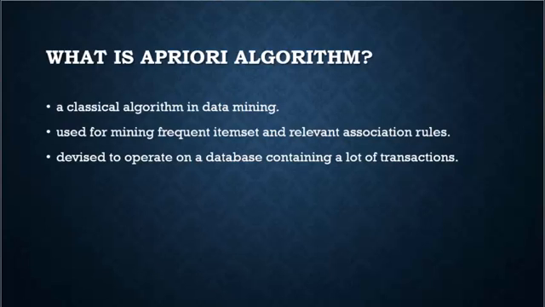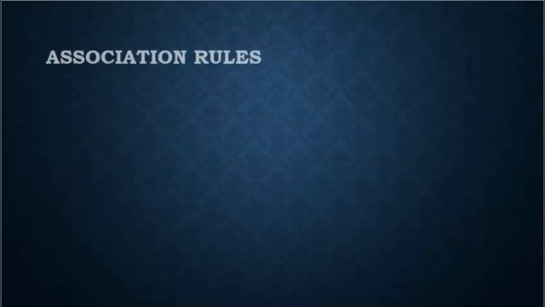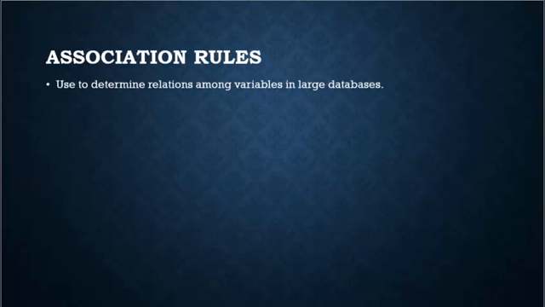Let us begin by understanding what the Apriori algorithm is and why it is important to learn it, by first knowing the association rules. Association rule learning is a prominent and well-explored method for determining relations among variables in large databases. Let us take a look at the formal definition of the problem of association rules.